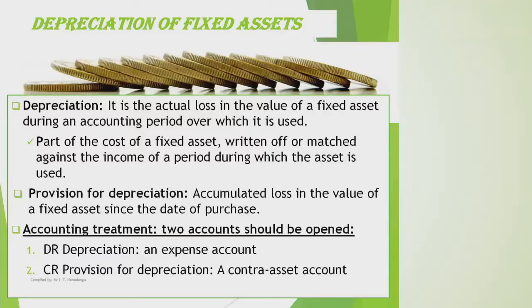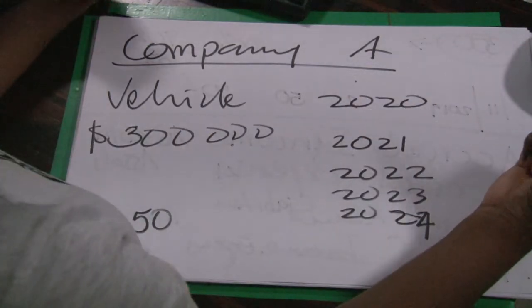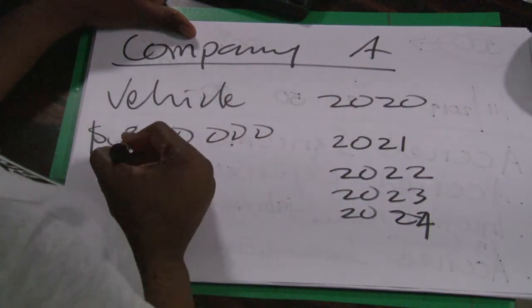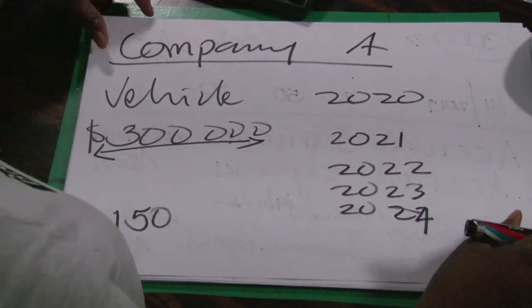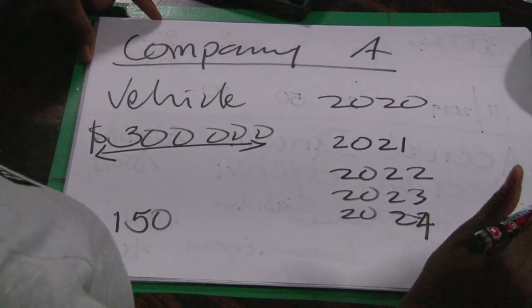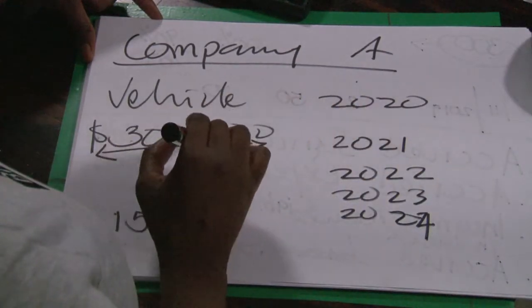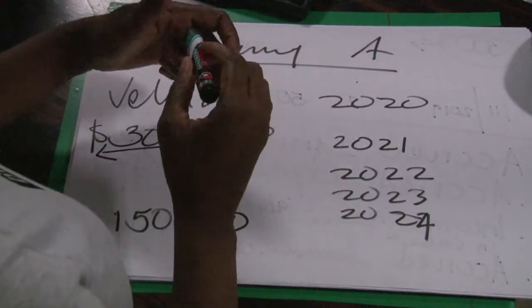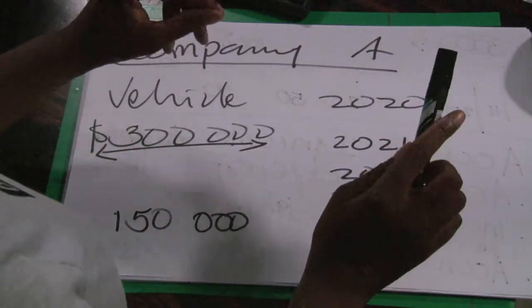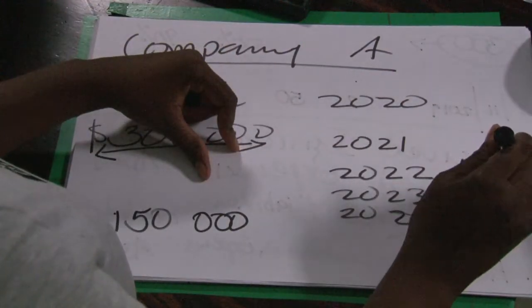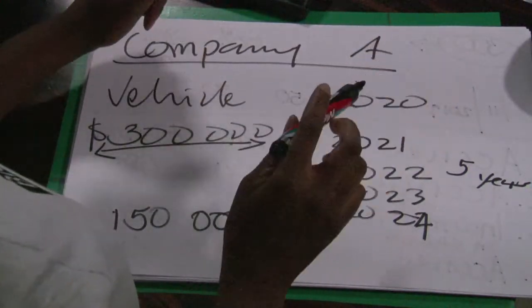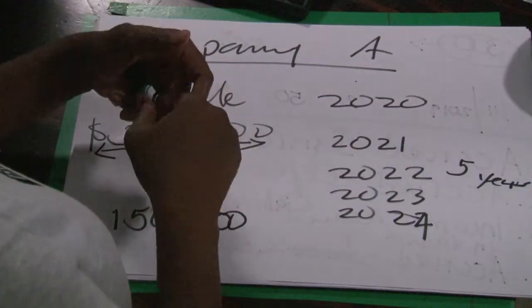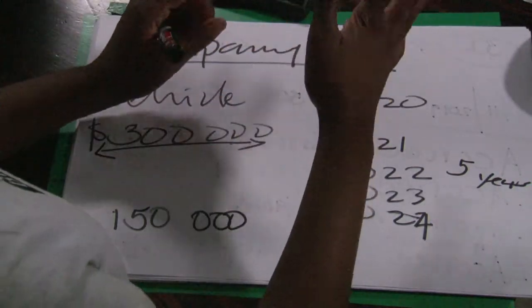So I'm going to give you a practical example of company A. Company A bought a vehicle in 2020 worth 300,000. This is the value of the vehicle that was bought in company A. So in 2020, the value was 300,000. So it means after 5 years, because the expected life span for this vehicle is 5 years, this vehicle is no more going to have the same value as it was initially bought at in the business, because it will lose some value.